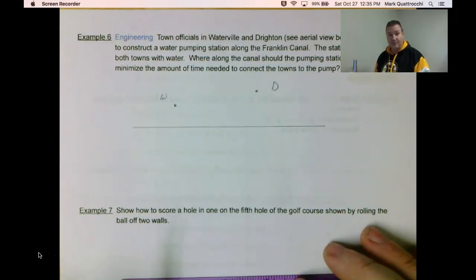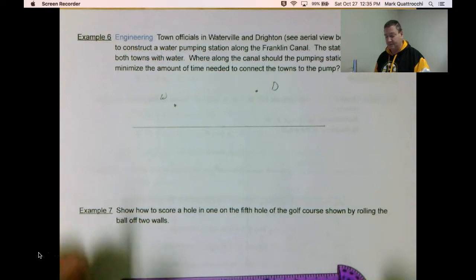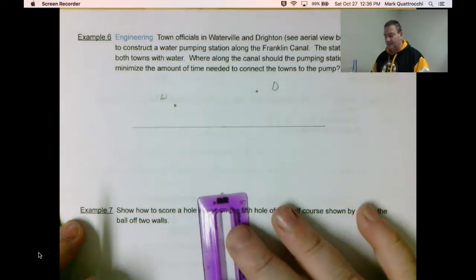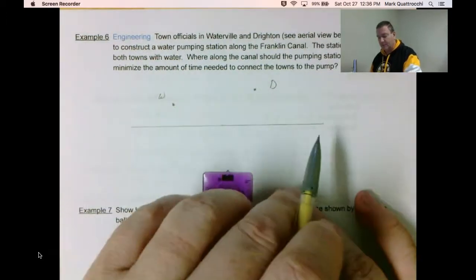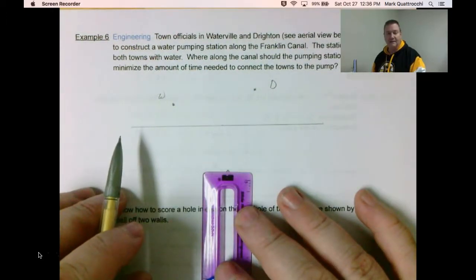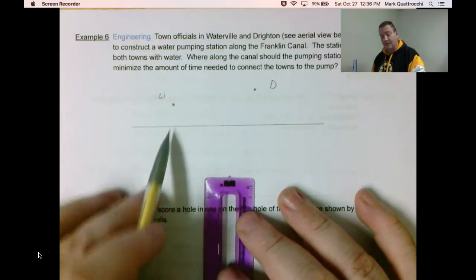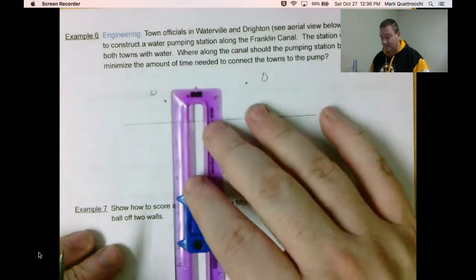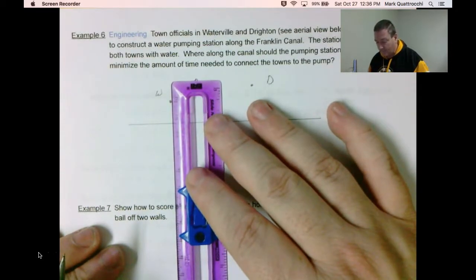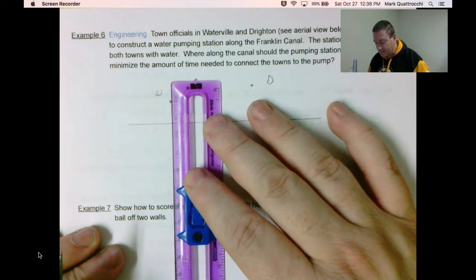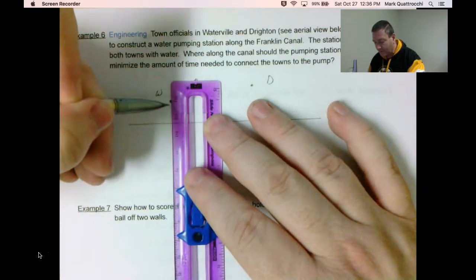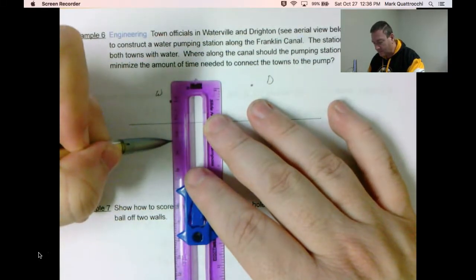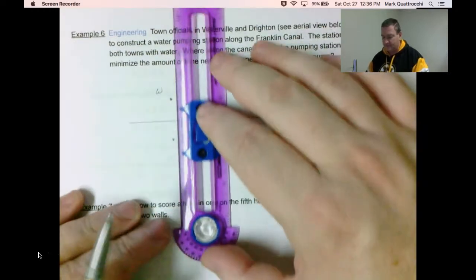Well, that's where we use reflections. Big surprise. This unit is on reflections, and we're going to use reflections to solve this problem. To do this, we're going to use the canal as a line of reflection, and we're going to reflect either W or D. It doesn't matter which one. I'm going to reflect both to show you that it doesn't matter which one it is. So W prime will be right here.